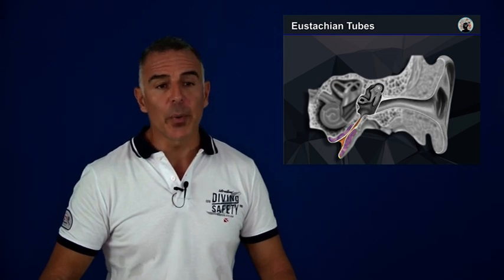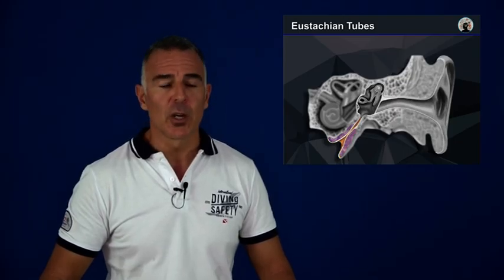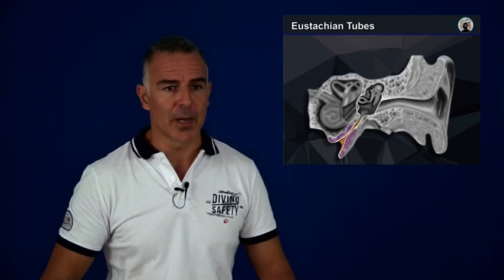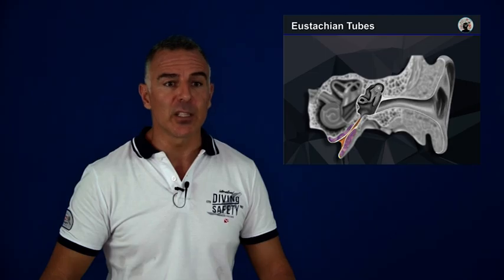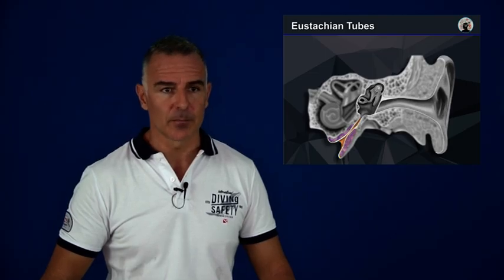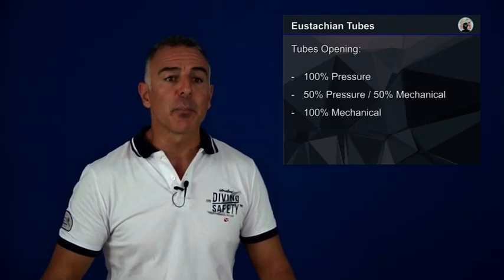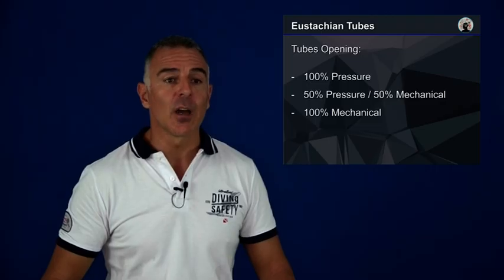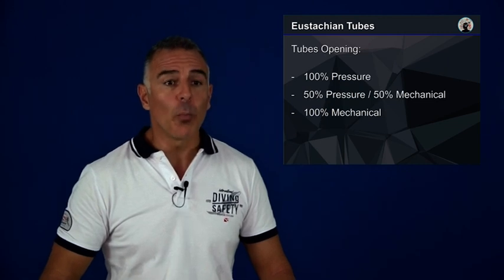The tubes open when we create pressure in the nasal cavity, or thanks to the action of two small muscles connected to the tubes and to the soft palate. The names of these two muscles are the tensor and the elevator of the soft palate. The tubes can open, as we just said, in two different ways. One is 100% pressure, which means that only thanks to the increase of the pressure in the nasal cavity, the air goes into the middle ears, opening the tubes.